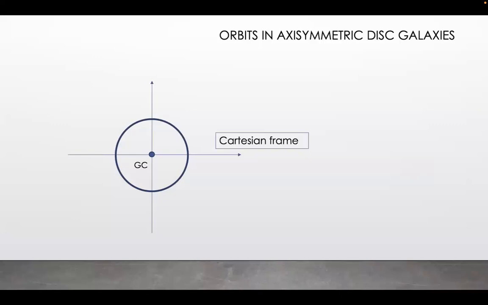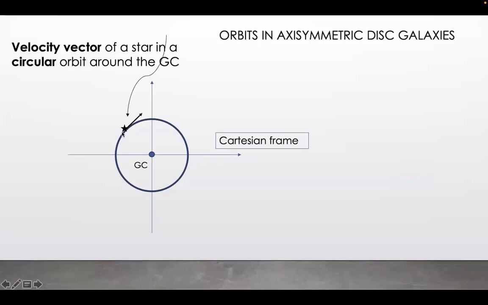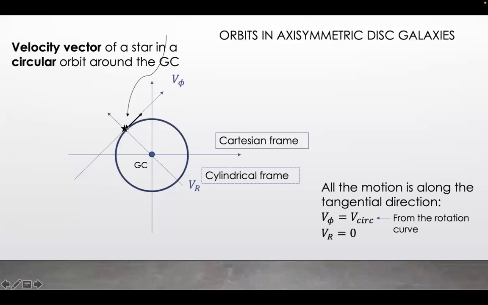Good. So let's imagine we have a completely axisymmetric galaxy. The stars, the orbits of stars around the galactic center in a Cartesian frame, you have the galactic center here, you have X and Y. So the stars in mean will follow a circular orbit. Imagine a perfect closed orbit. So we have here a star on this orbit, this is the velocity vector. If you decompose the velocity in the cylindrical frame, so in radial and rotational or tangential velocity, you see that all the velocity is in the tangential component, and you do not have any component in the radial component. And the tangential velocity is in fact a measure of the rotation curve of the galaxy if everything is symmetric.